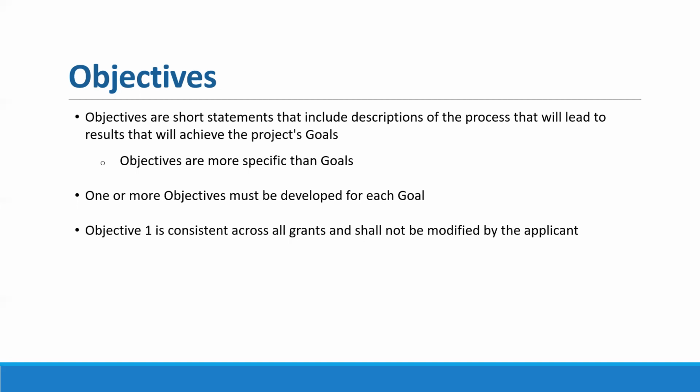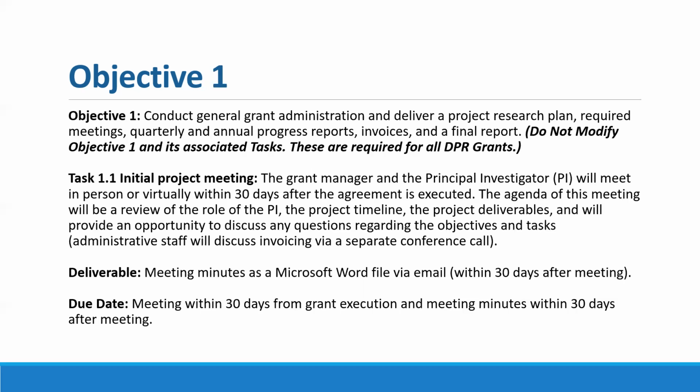And then I just want to touch on objective 1 and note that objective 1 is consistent across all DPR grants. It's not supposed to be modified by the applicant at all. I'm going to give some more details in the upcoming slides, both to make applicants a little more aware of some of the requirements of our grants, but also to use as an example of how goals relate to objectives, relate to tasks, relate to deliverables. All right, so again, objective 1 is going to be common to all of our grants. Again, these should not be modified.